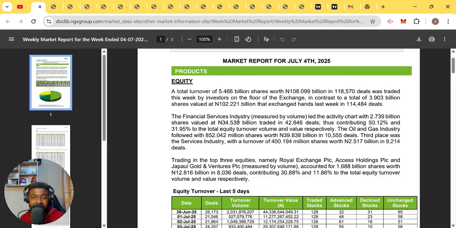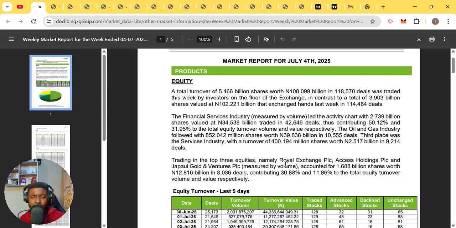The financial services industry, measured by volume, led the activity chart with 2.73 billion shares, valued at 34.538 billion, traded in 42,000 deals, thus contributing 50.12% and 31.95% to the total equity turnover volume and value respectively.